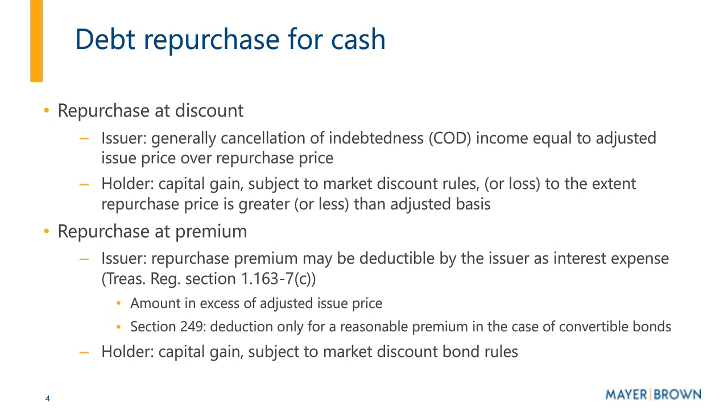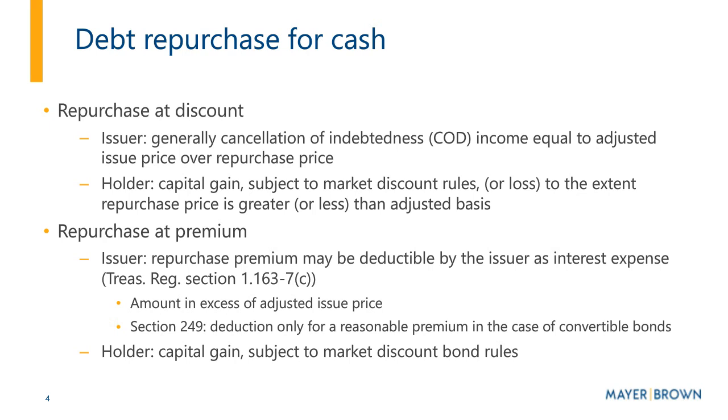The technical tax term is adjusted issue price, and in most cases, that's going to be the face amount of the instrument. Not all, by any means. So that's pretty easy. You go out and buy back your debt, and you're going to have taxable income. On the holder side, capital gain.